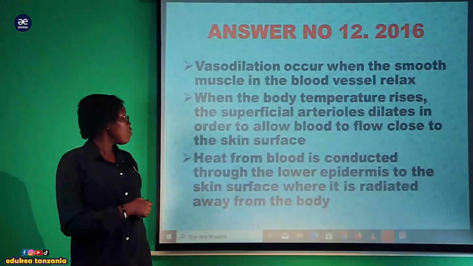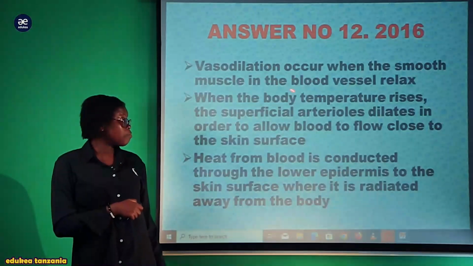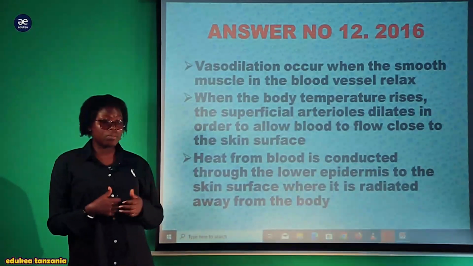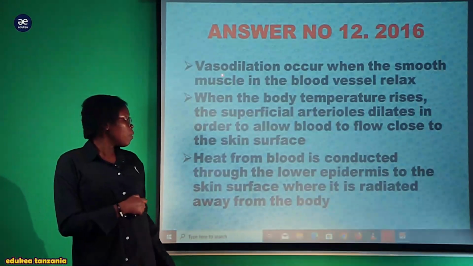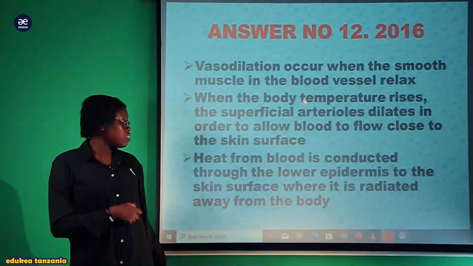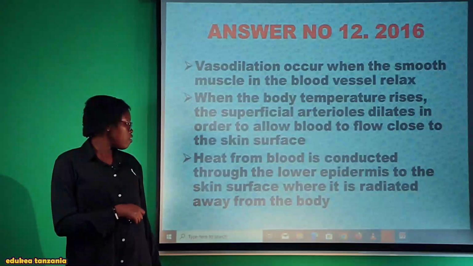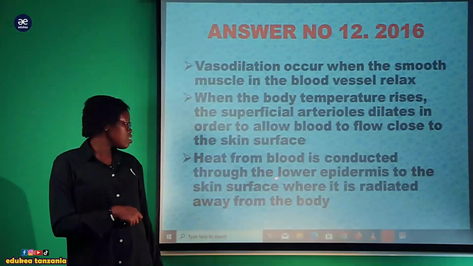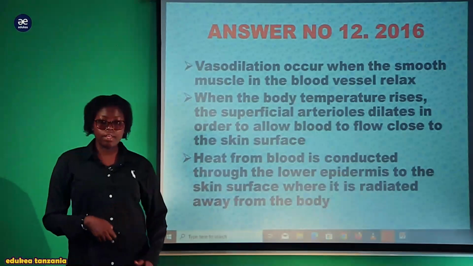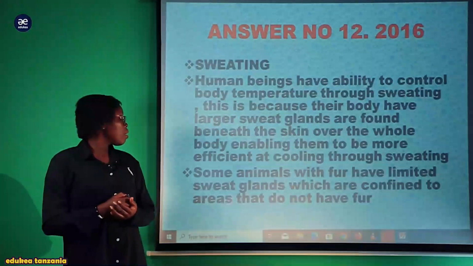So vasodilation occurs when smooth muscles in blood vessels zinakuwa zime relax. Vile vile when the body temperature rises, the superficial arteries dilate in order to allow blood to flow close to the skin surface. Heat from blood is conducted through the lower epidermis to the skin surface where it is radiated away from the body. Another means is by sweating.